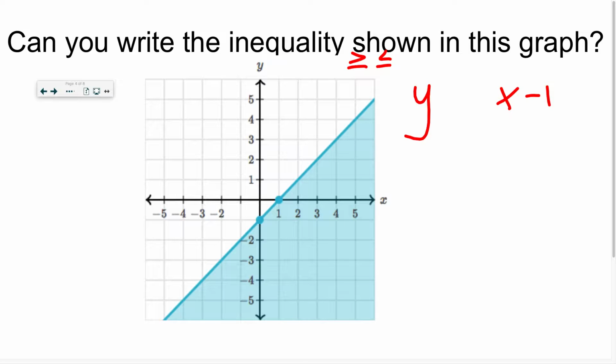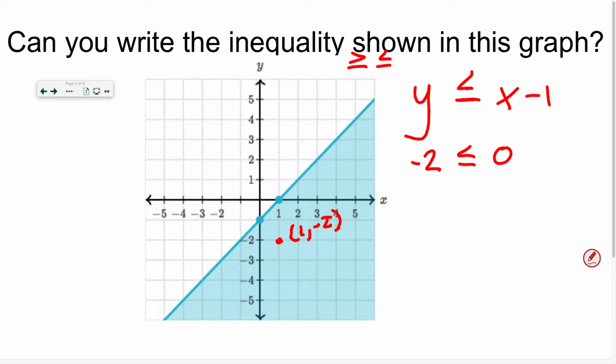I chose 1, negative 2. Yeah. Alright, so we can do 1, negative 2. So x is 1. Then we have 1 minus 1 is 0. And y is negative 2. So which one of these, the greater than or equal to or the less than or equal to, makes this statement true? Less than or equal. Negative 2 is less than or equal to 0. That's the one. So we can plug in there to write our inequality.